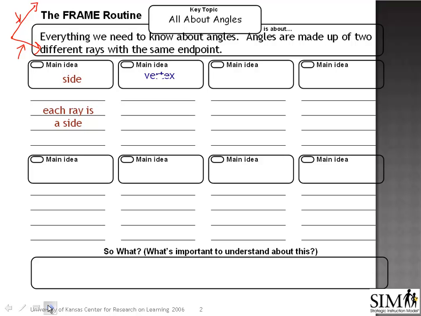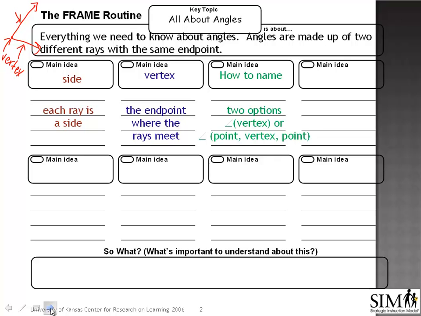Our next main idea here is a vertex. So the endpoint where the rays meet, this is your vertex. So these rays meet right here. That would be your vertex. So the endpoint where the rays meet. The next main idea is how to name. How do we name angles? So we have 2 options.